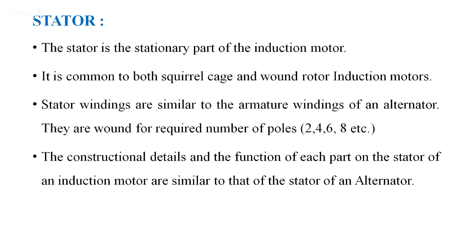Now let us study what a stator is. Stator is the stationary part of the induction motor. It is common to both squirrel cage and wound rotor induction motors. The stator windings are similar to the armature windings of an alternator. They are wound for the required number of poles. It depends on the number of poles in the machine, whether it is 2, 4, 6, 8 like this. Depending on that, there will be the number of windings, the conductors in the stator windings.